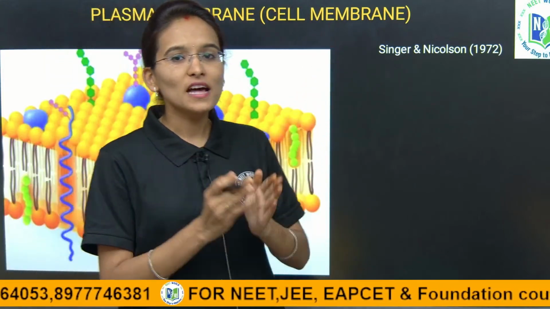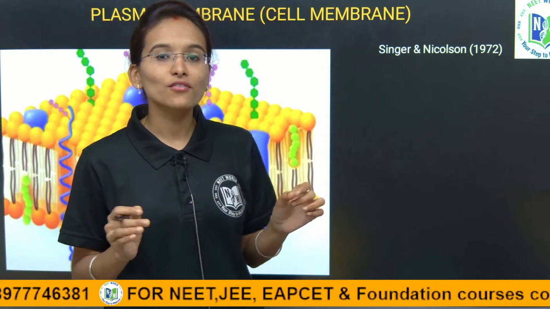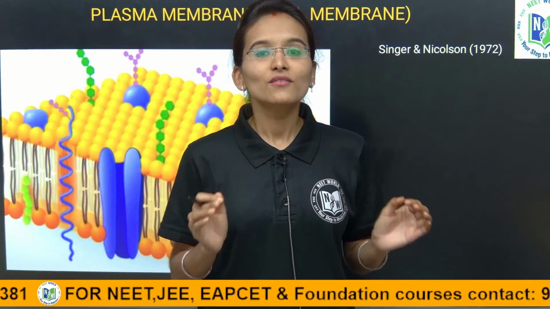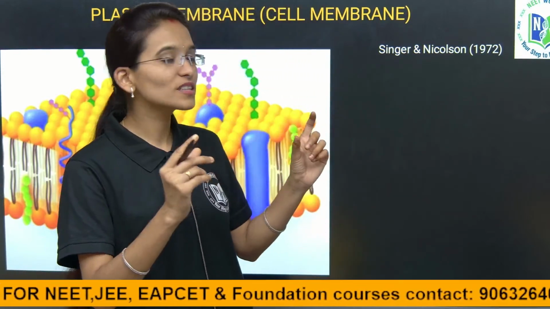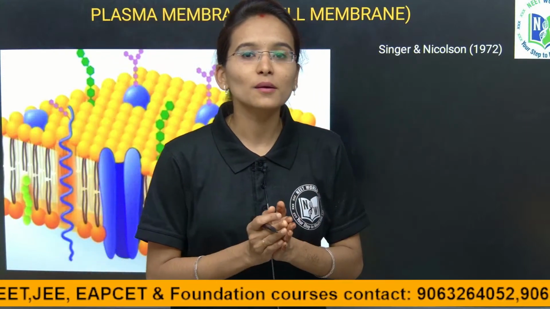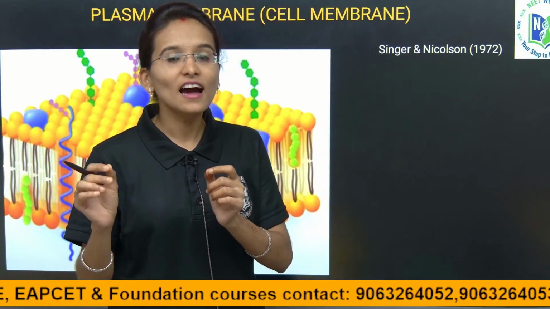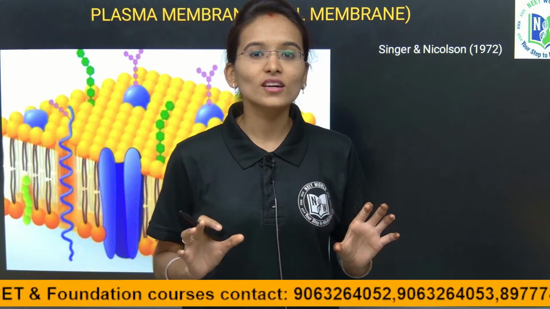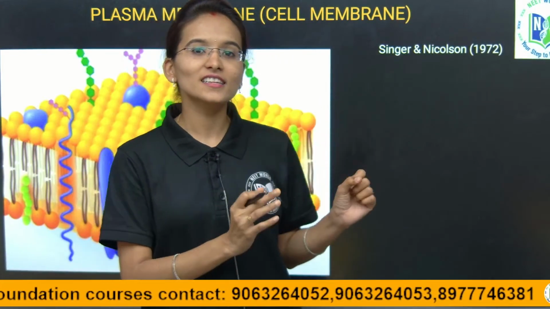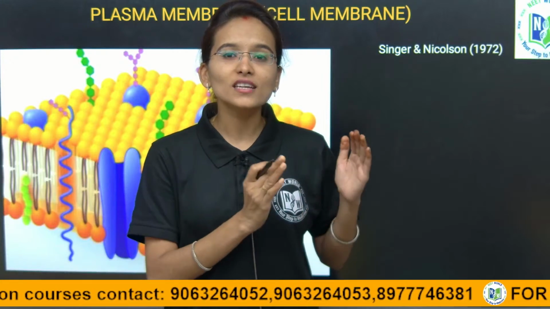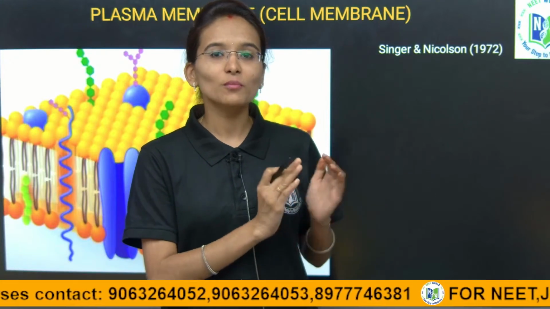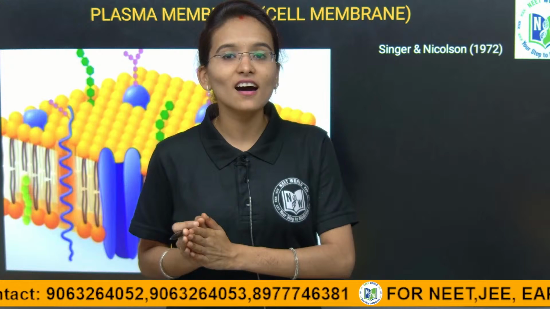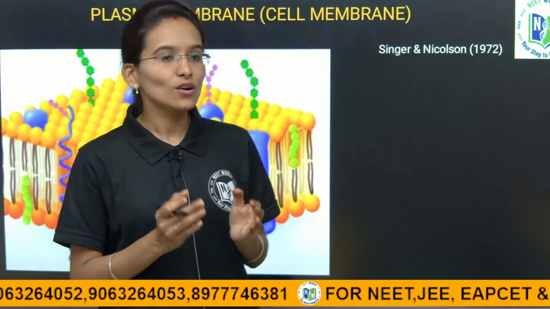The plasma membrane is made up of a phospholipid bilayer. If we look at a single lipid structure, it is made up of a hydrophilic head and a hydrophobic tail. The hydrophilic head remains in close association with the solvent molecules, and the hydrophobic tails are not in contact with the solvent molecules.